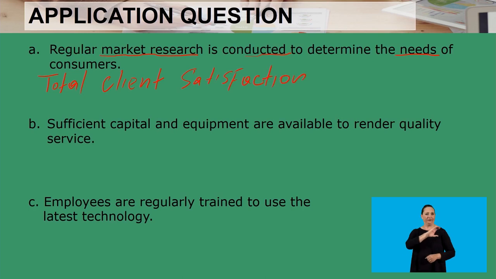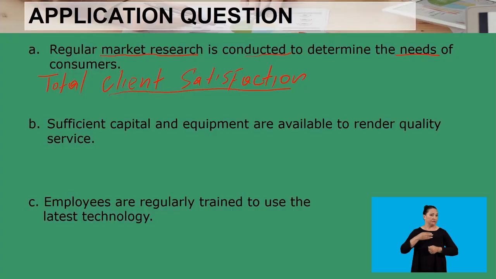This element talks about making sure that the business does regular market research or customer service so that they check if customers are happy. That is why we are saying the correct answer here is total client satisfaction. You will not know if the client is satisfied unless you ask and know what they actually need to be satisfied. Hence, the element addresses that.